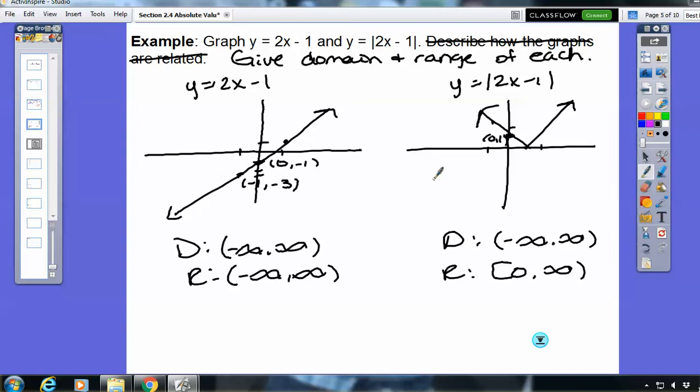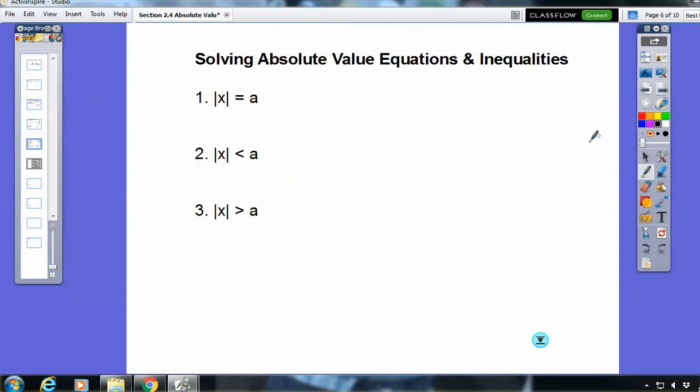Other questions? That was the only new piece. The rest of this is going to be review. In Algebra 2, you solved absolute value equations and inequalities. So let's talk about the options.